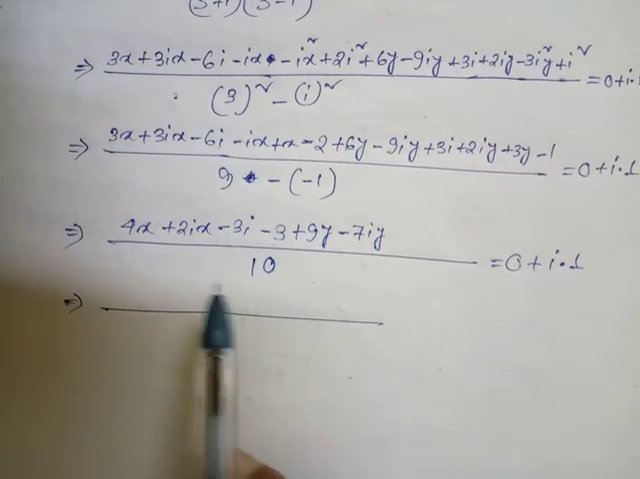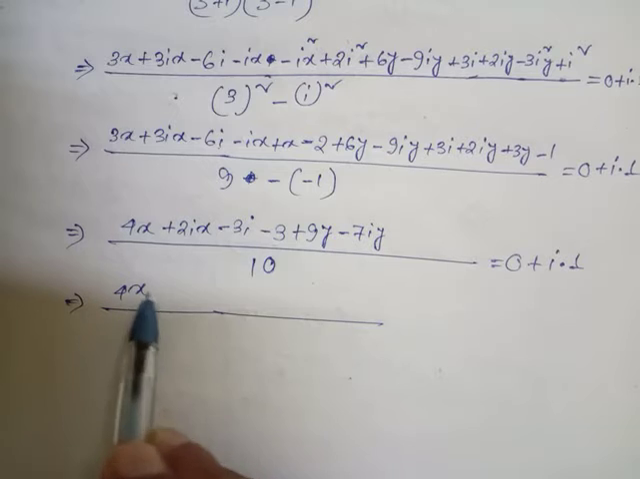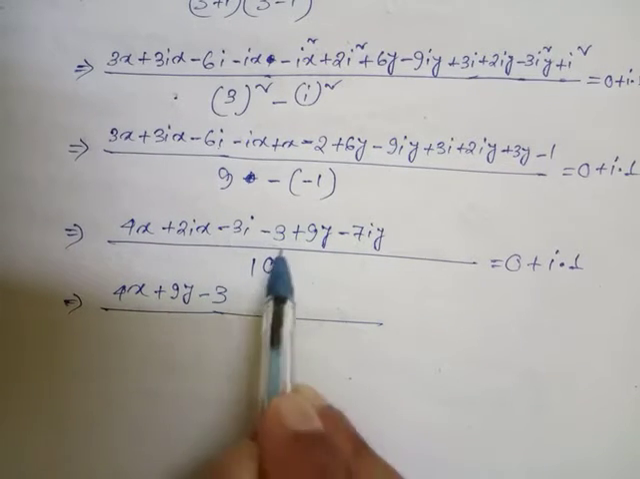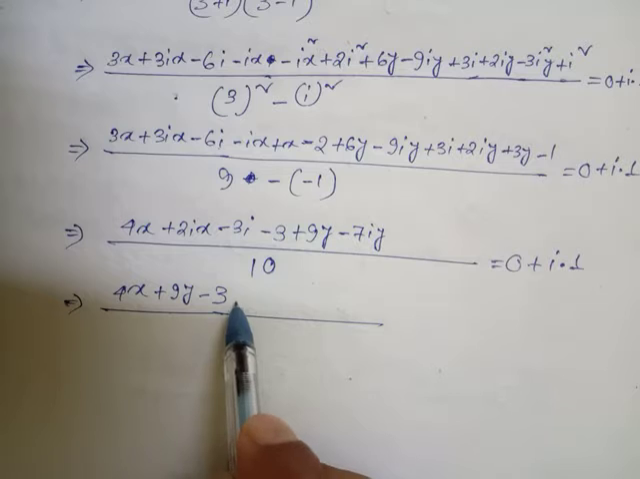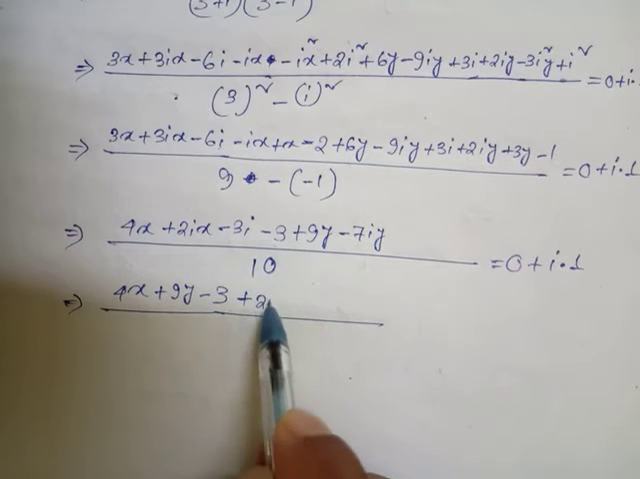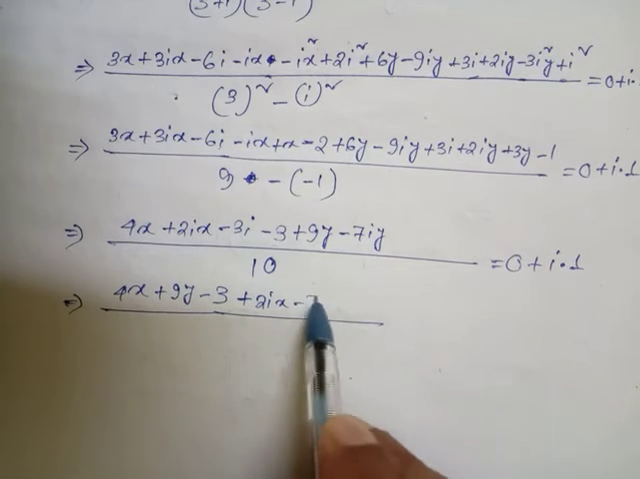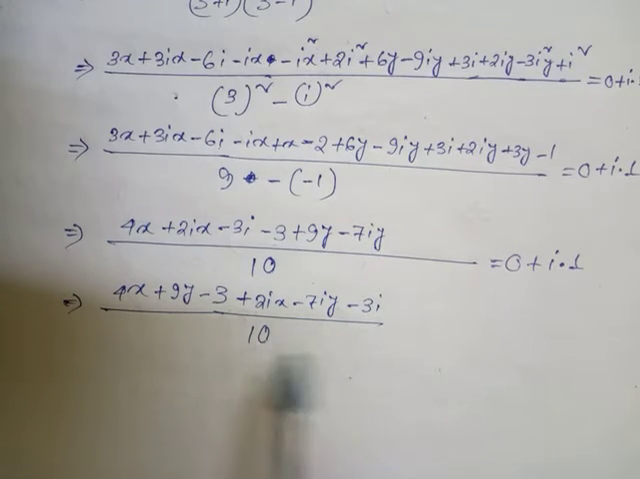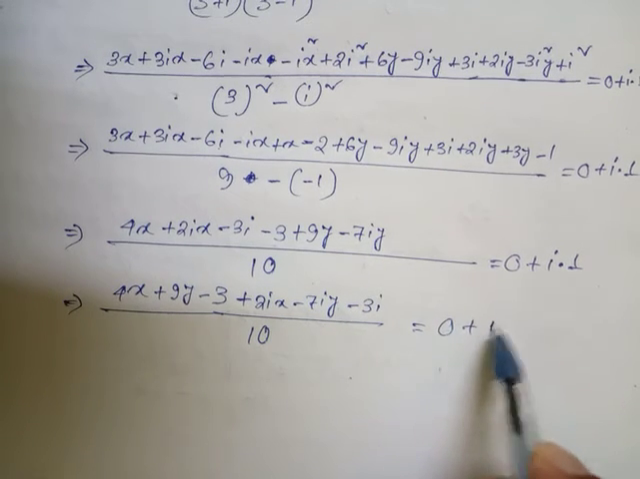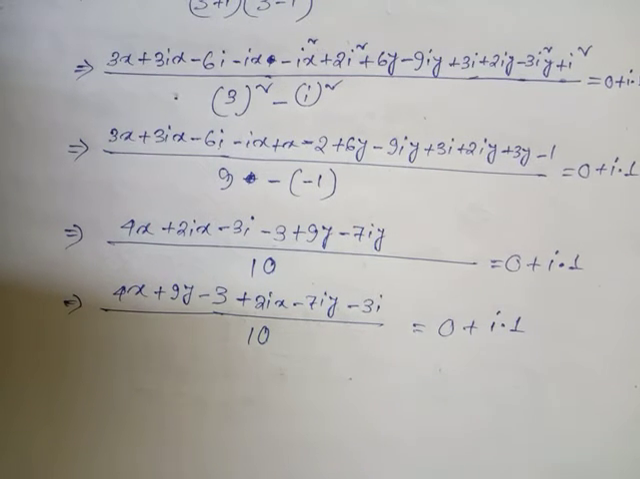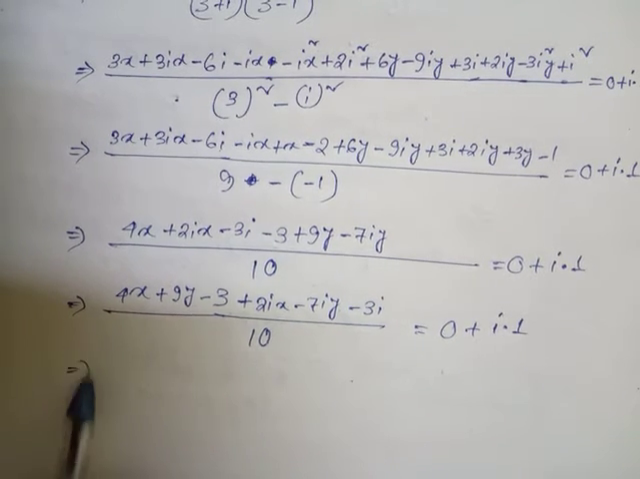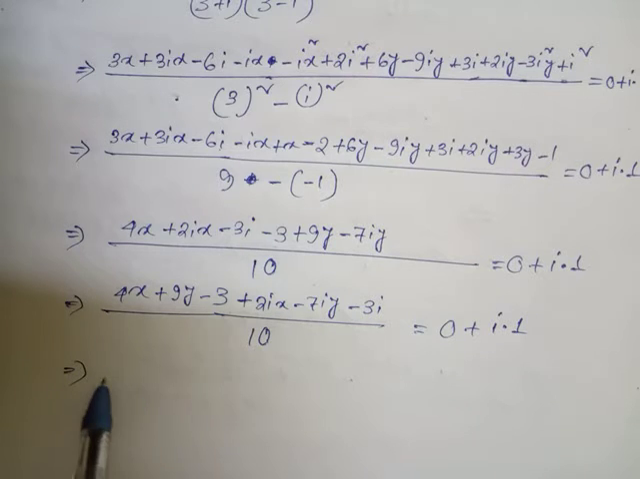For the rearrangement, look here now, 4x plus 9y minus 3 will be here, and here is 2ix, then minus 7iy minus 3i by 10 equal to 0 plus i into 1. Now look student, if we split up the real and imaginary part, then what will happen here?